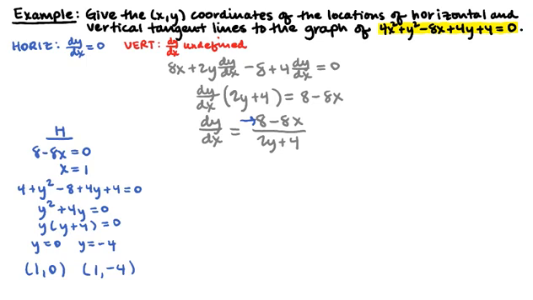Now for the vertical tangents, we're going to do the same process. We're going to go over here and look at the denominator and see when it is equal to 0. So 2y plus 4 equals 0. That's going to be when y is negative 2. So I'm going to plug in negative 2 for y, and I'll have 4x squared plus y squared would be plus 4, minus 8x plus 4y would be minus 8, plus 4 equaling 0.